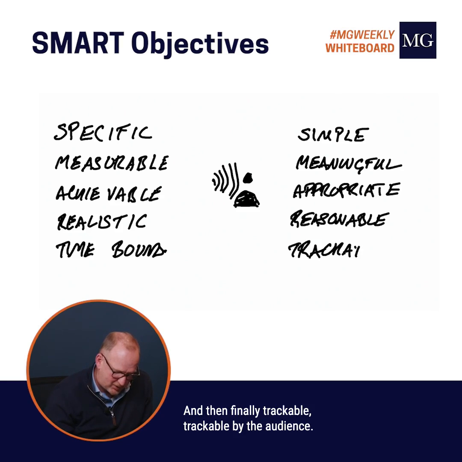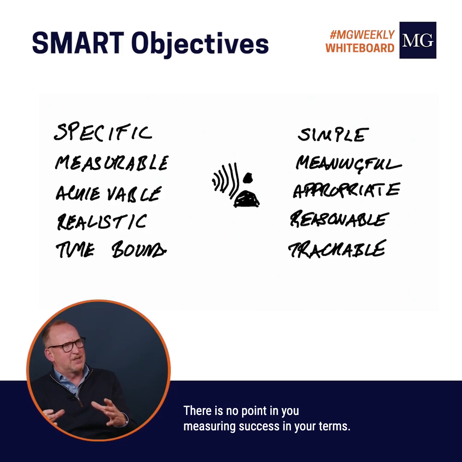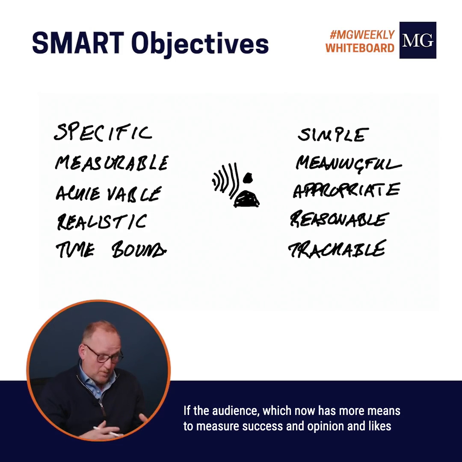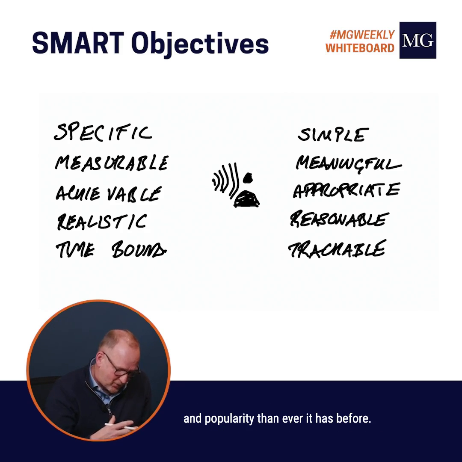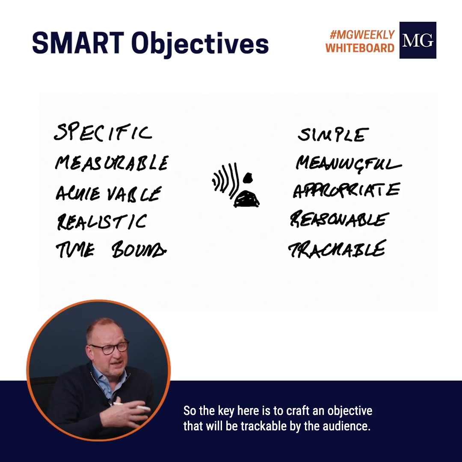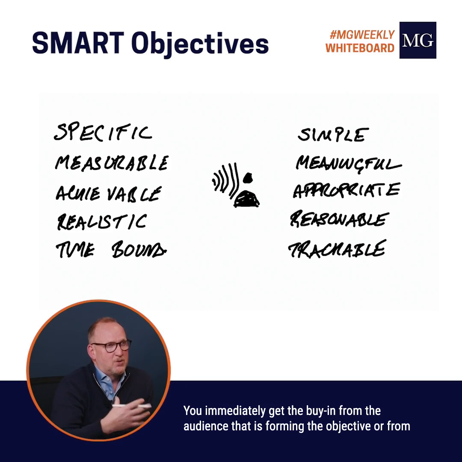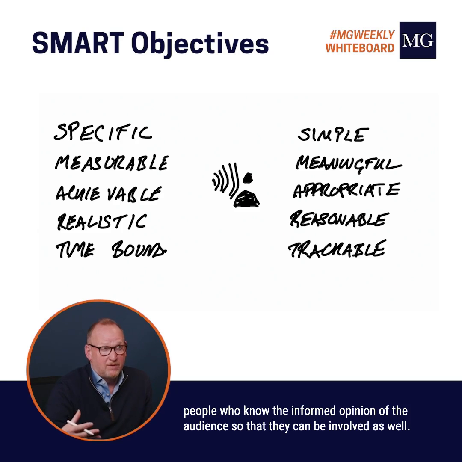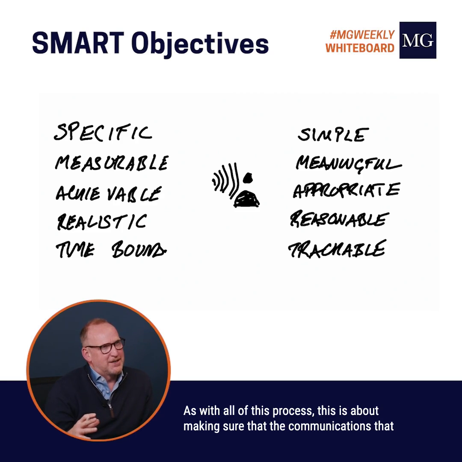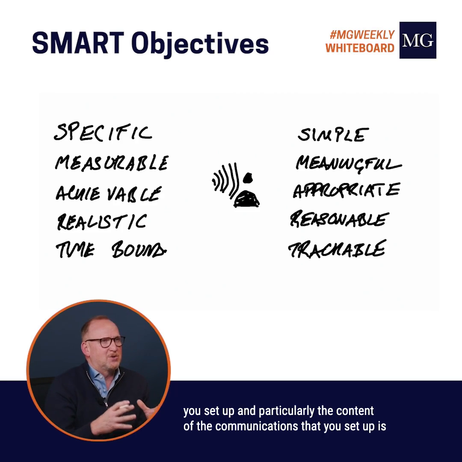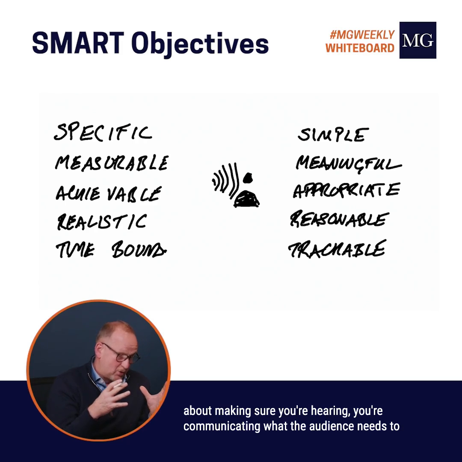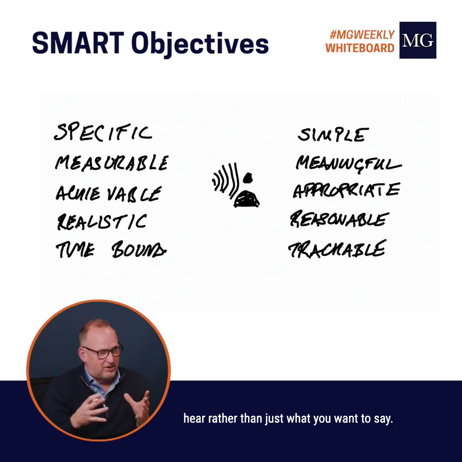Trackable by the audience. There is no point in you measuring success in your terms if the audience, which now has more means to measure success, and opinion, and likes, and popularity than ever before, can't track it. So the key here is to craft an objective that will be trackable by the audience. You immediately get the buy-in from the audience that is forming the objective, or from people who know the informed opinion of the audience, so that they can be involved as well. As with all of this process, this is about making sure that the communications you set up, and particularly the content of the communications, is about making sure you're communicating what the audience needs to hear rather than just what you want to say.